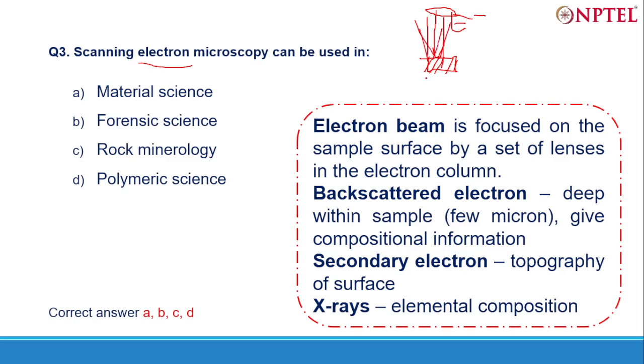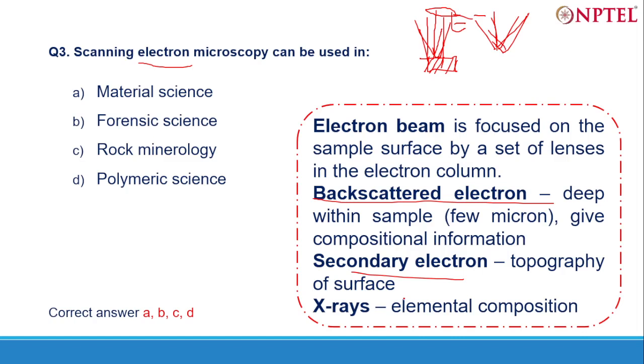Majorly three types of signals are studied in electron microscopy. One is backscattered electrons: the electron beam comes in and then gets scattered back. The second is secondary electrons: some electrons will be released from the surface, not so deep. And the third is X-rays.